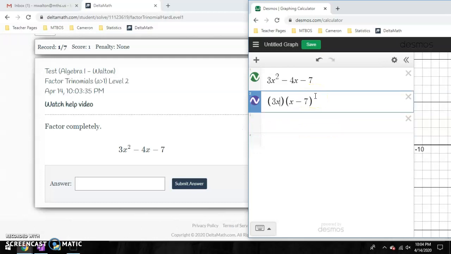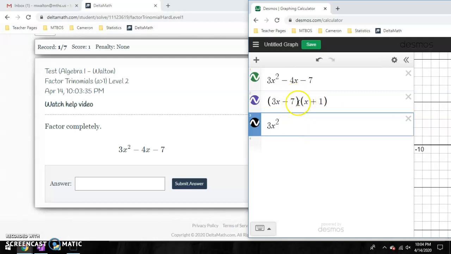Let's go ahead and say -7 and +1. All right, let's look at this one here. So 3x times x is 3x squared. 3x times +1 is +3x. -7 times x is -7x. And finally, -7 times 1 is -7. Ooh, and this is looking promising. Take a look here. We have a 3x and a -7x. That does add up to a -4x. So this is my final factored form.